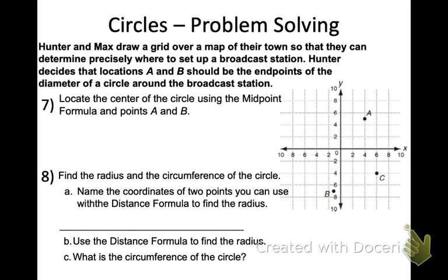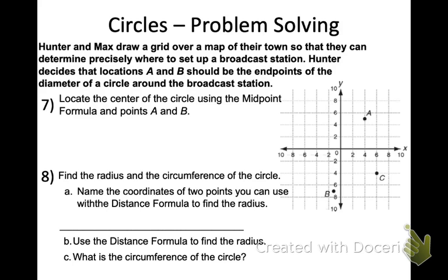Okay, so number 7, what do you have to do? You have to find the midpoint. Pretty straightforward. Number 8, find the radius and the circumference of the circle. Name the coordinates of 2 points you can use with the distance formula to find the radius. Use the distance formula to find the radius, and then see what is the circumference of the circle. You and a partner, I'm going to give you about 3 minutes. Do numbers 7 and 8 here. Go.